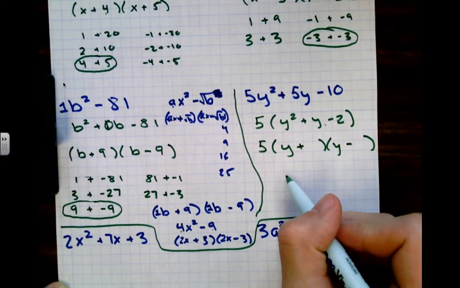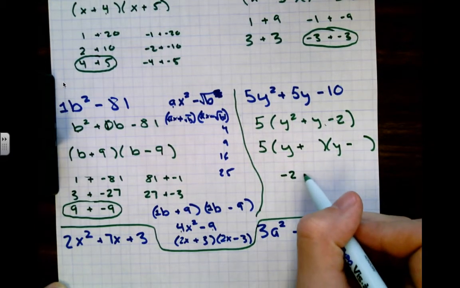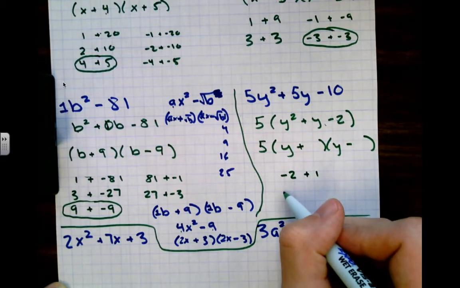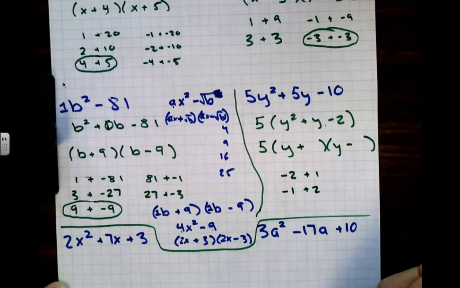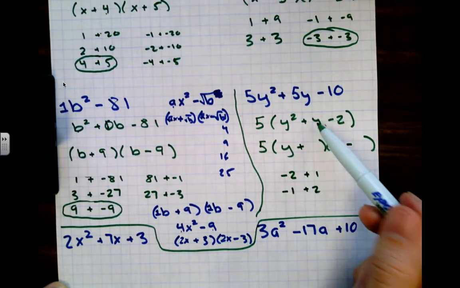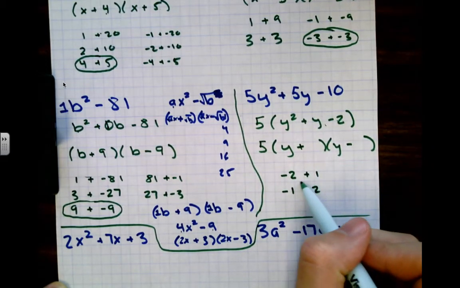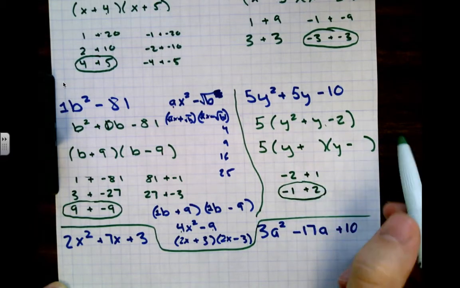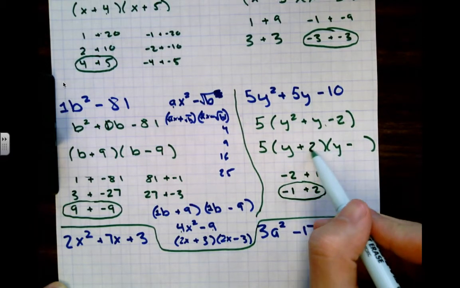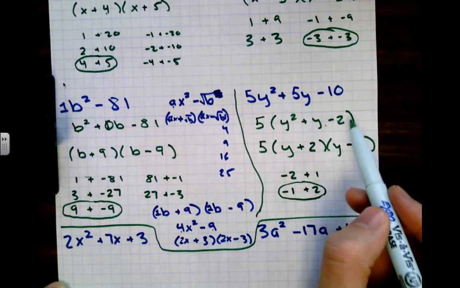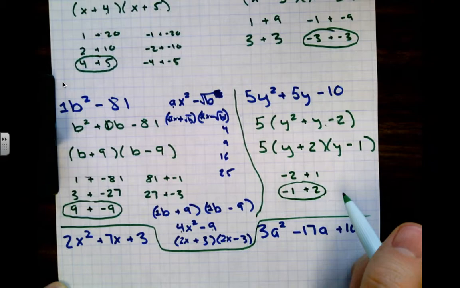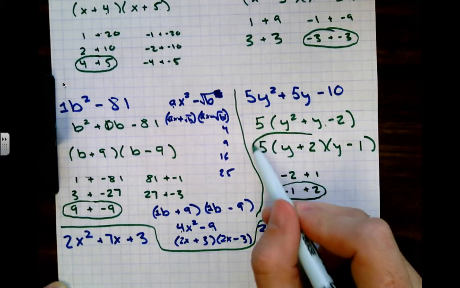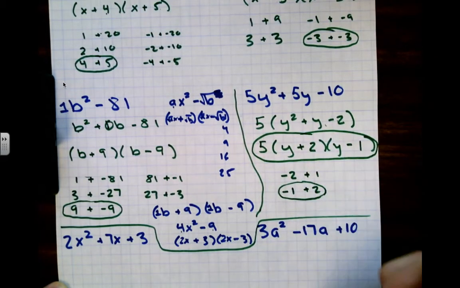I'll list out the factors of negative 2. Negative 2 and 1, and really only negative 1 and 2. I just found the opposites here. Now I have to think about what adds to positive 1. These two. Negative 1 and 2. They are the two numbers that multiplied together give me negative 2, but when I add them together, they give me positive 1. So this would be my factored form of the expression.